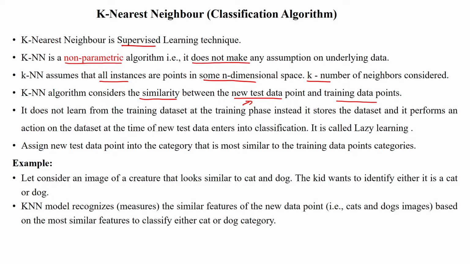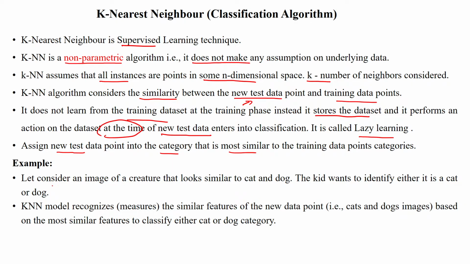test data point. It does not learn from the training data set at the training phase, because the instance based learning model just stores the data set in memory. Whenever a new test data point comes into the model, at that time it takes action to find the similarity between the new test sample and the training samples stored in memory. That's why it is called lazy learning, and it assigns the new test data point to a category based upon the similarity measure.